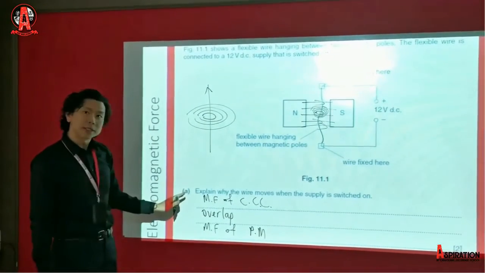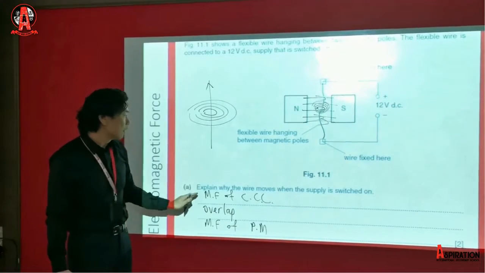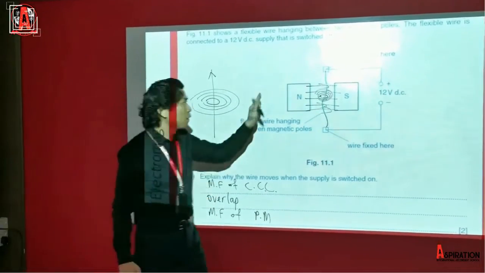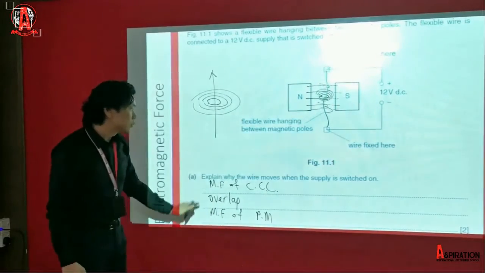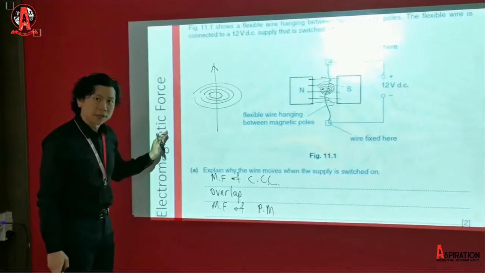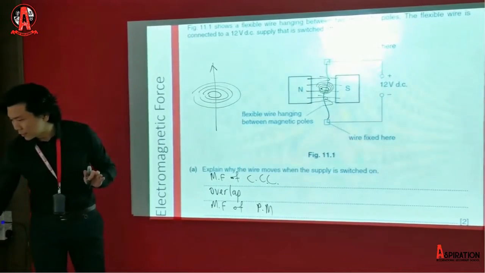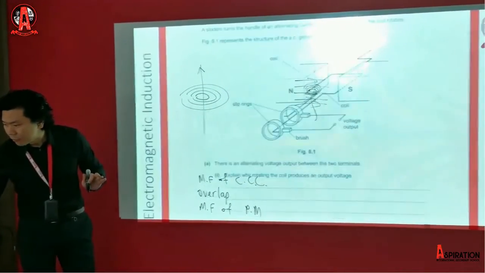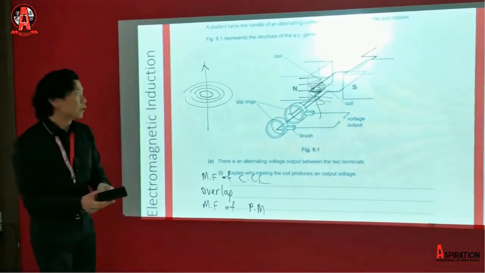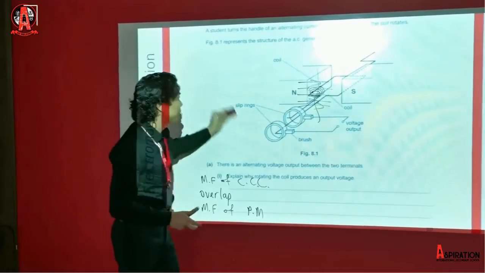So to answer this question, the magnetic field of the current carrying conductor overlaps with the magnetic field of the permanent magnet. This is why the wire moves and this causes induced force. We'll move on to the next question. Now, very often students are confused with induced force and EMF induced.